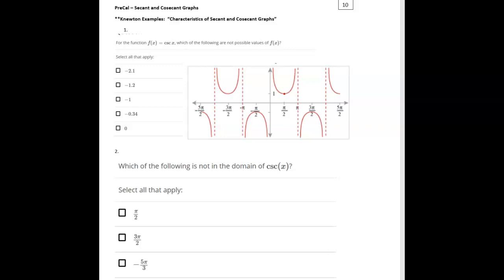Hey guys, I think I forgot to record this video. So here's just the questions, the type of examples you'll see on Knewton with these problems. And I actually put the graphs out beside it.